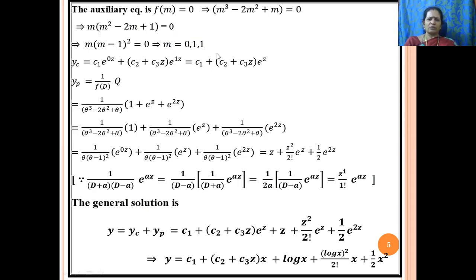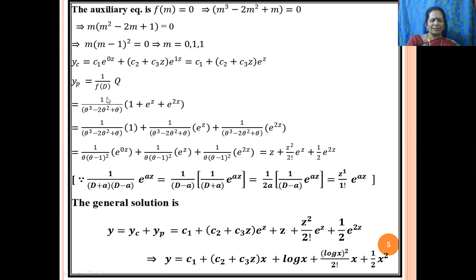Now if we observe here, the roots are one independent root and 2 repeated roots. If it is an independent root, how to write the complementary function? Y(c) can be written as c1 into e power az. If it is repeated roots, then this can be written as plus (c2 plus c3z) into e power az, where a is equal to 1 here, and a is equal to 0 here. Simplify that, we'll get the complementary function like this.